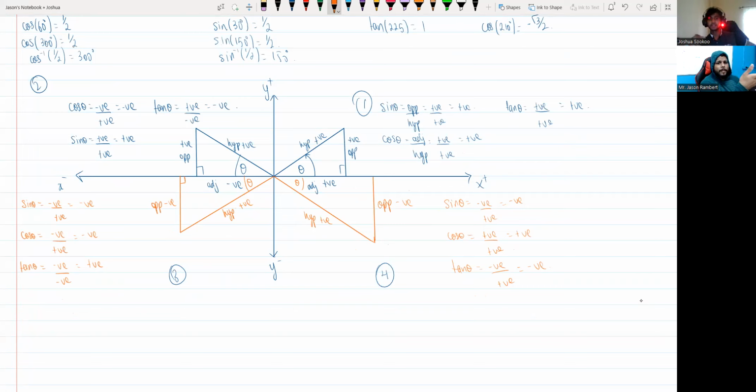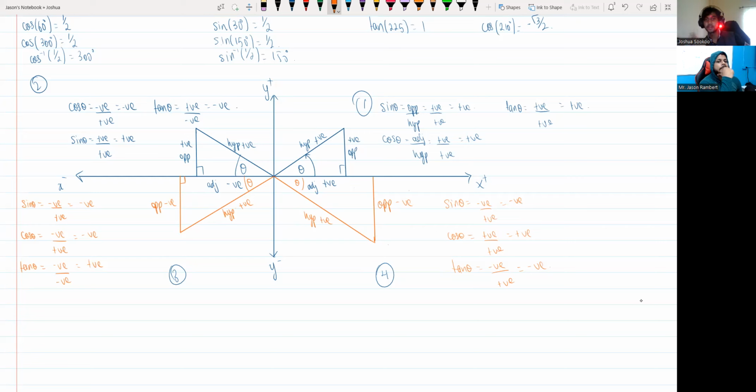Actually, there's a good connection, because only one of these is positive in quadrants 2 to 4. One of them is positive, and the other two are usually negative, right? There's a trend here. It's definitely a sequence.